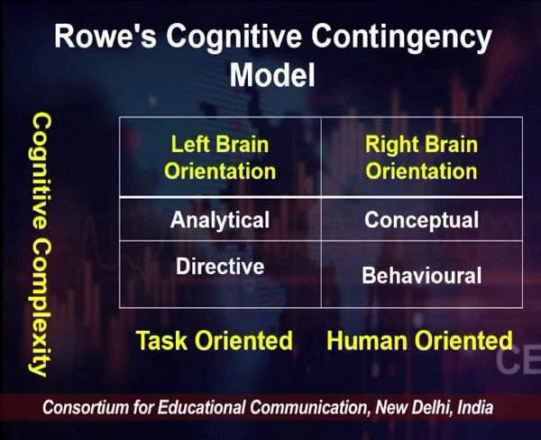This is what Rowe was willing to place in front of us when it comes to cognitive contingency models. So, task oriented or human oriented, whether the cognitive complexity is on the lower side or on the higher side, based on that this matrix can be understood, whether it is analytical, conceptual, directive or behavioral, whether it is high on analytical or low on directive, high on conceptual or low on behavioral. It depends on the orientation of the brain, whether it is left orientation or right orientation.